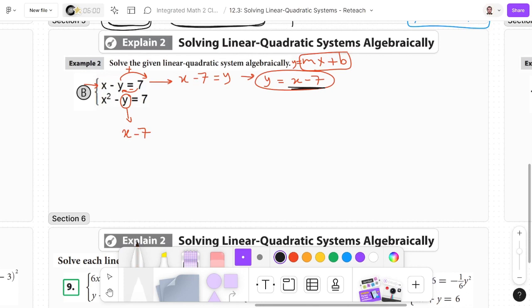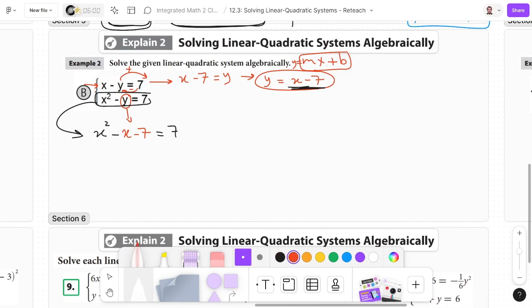And keep the equation the same. So x squared minus equal to 7. As you can see here, I wrote it again. I just changed y because y is equal to x minus 7. Now, simplify, add the like terms or subtract the like terms or whatever.